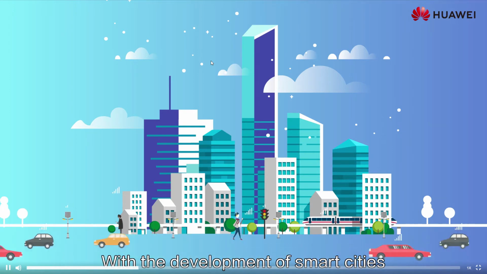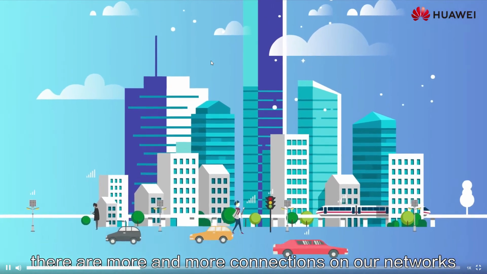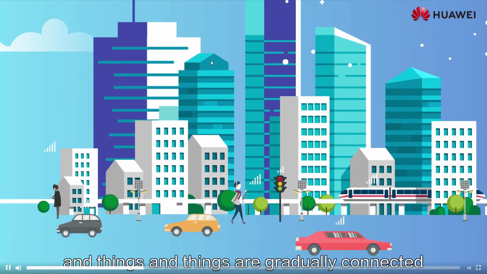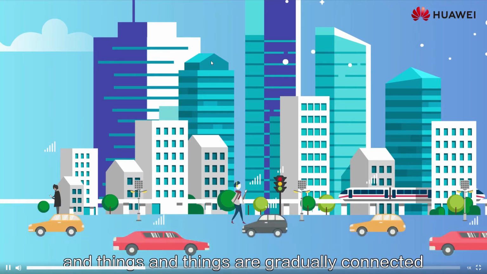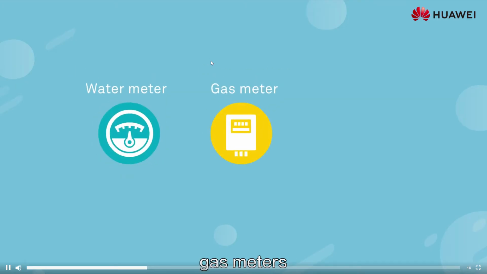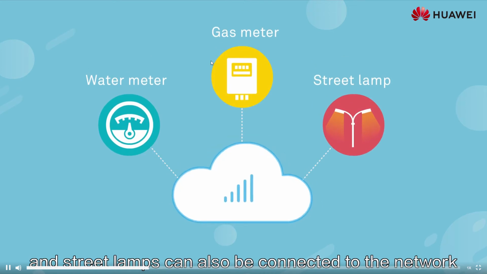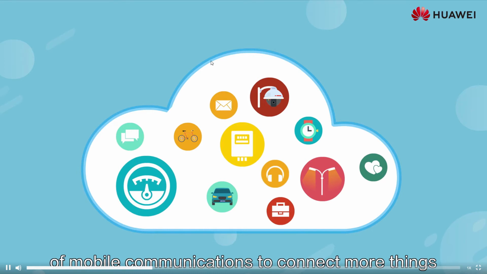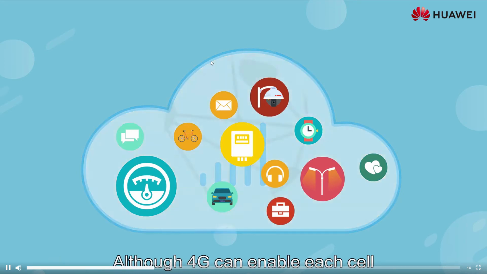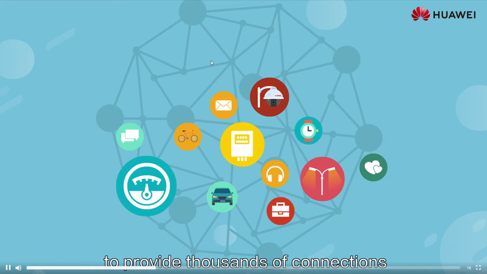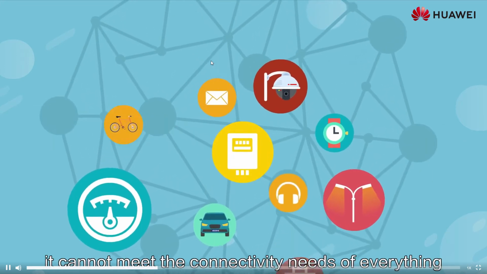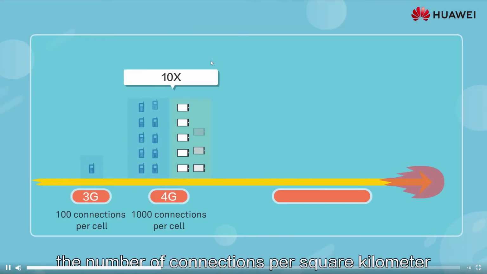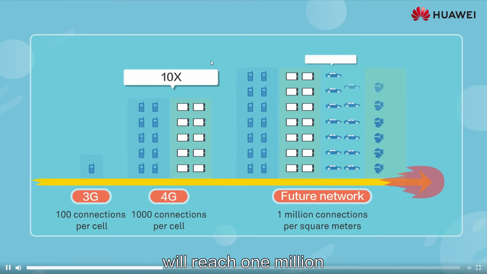With development of smart cities, there are more and more connections on our networks. In addition to people's connections, people and things are gradually connected. Water meters, gas meters, and street lamps can also be connected to the network. This requires the capability of mobile communications to connect more things. Although 4G can enable each cell to provide thousands of connections, it cannot meet the connectivity needs of everything in a fully connected world.